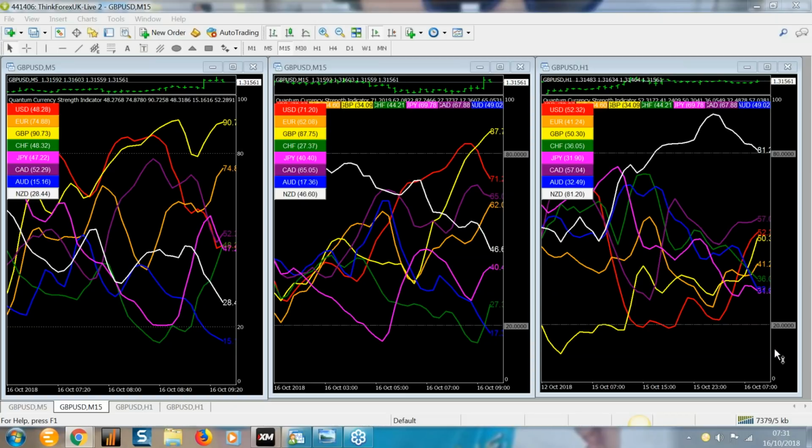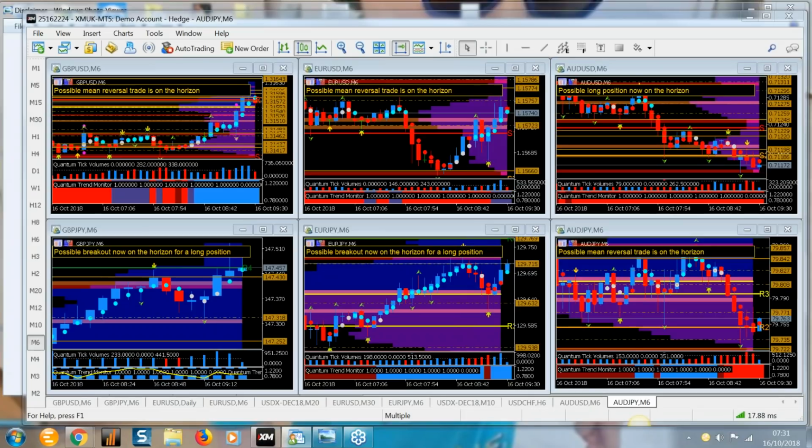This is MT4. I've got my multiple CSIs, and we can see here, on the 5, the 15, on the hour, some buying of the British pound. That's the yellow line. We've got buying of the euro, and clearly, what's it being bought against? Well, we can see the red line, which is the US dollar, certainly in these time frames. That's what I've been looking at. It actually matches my little workspace here, what I call my multiple workspace. And what you do is I have this multiple workspace, and then I have individual workspaces for the currencies.